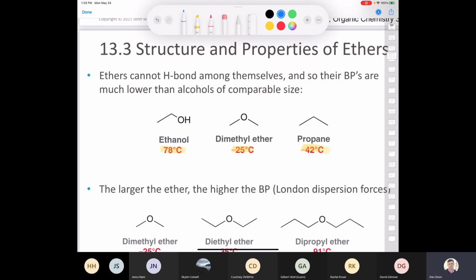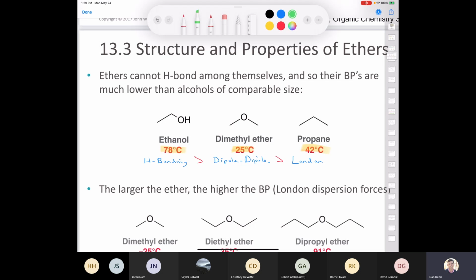Well, why is that? Because the alcohol, the strongest intermolecular force it can experience is hydrogen bonding. The strongest intermolecular force that the ether can experience would be the dipole force. And the strongest intermolecular force that propane can experience would be the London force, right? So remember that hydrogen bonding is the strongest of the intermolecular forces, and dipole intermolecular forces are stronger than London forces.